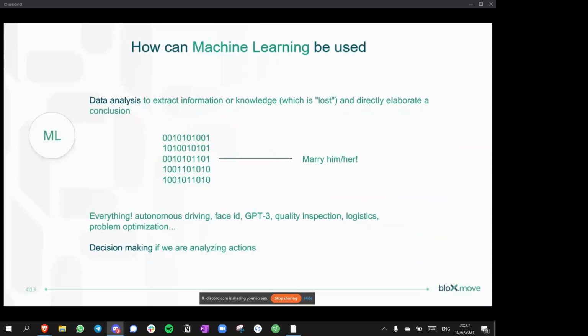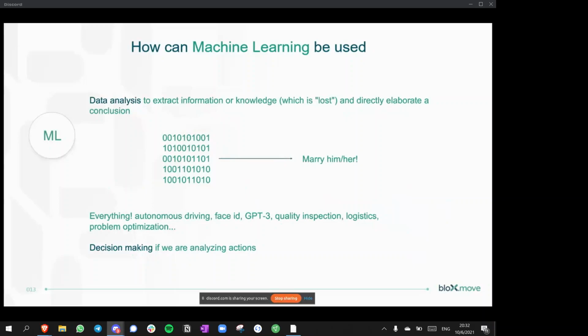Okay, but how can machine learning be used, or what is machine learning used for? Basically, it is used for data analysis. We are going now a step higher. We are not going anymore into the technical details. We're just going to say, okay, what are you doing? You are telling me that this input is A or this input is B, but what are you doing internally? You're doing data analysis. You are extracting some kind of information. You are extracting these hidden features, and you are directly elaborating a conclusion from them.